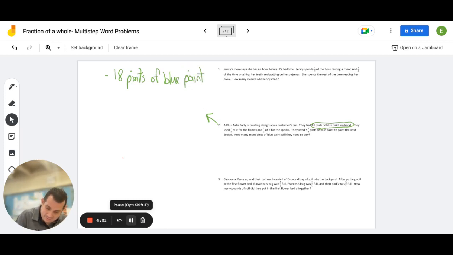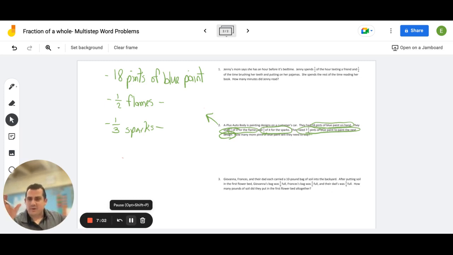They used half for the flames. So if we're going to put flames on our car, we're going to use half for the flames. 1/3 for the sparks. Wow, this is a pretty fancy car. All right. 1/3 for the sparks. Then it tells you they need 7 3/4 paint to paint the next design. How many more pints of blue paint will they need to buy? So let me see. I know I had 18 pints of blue paint, and I know I'm using this much for the flames and sparks.